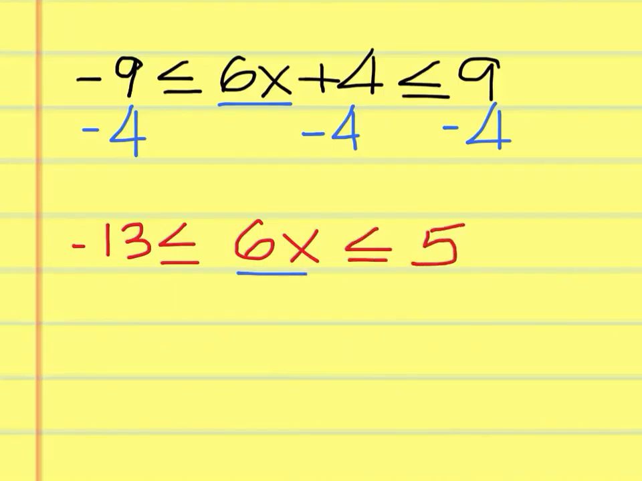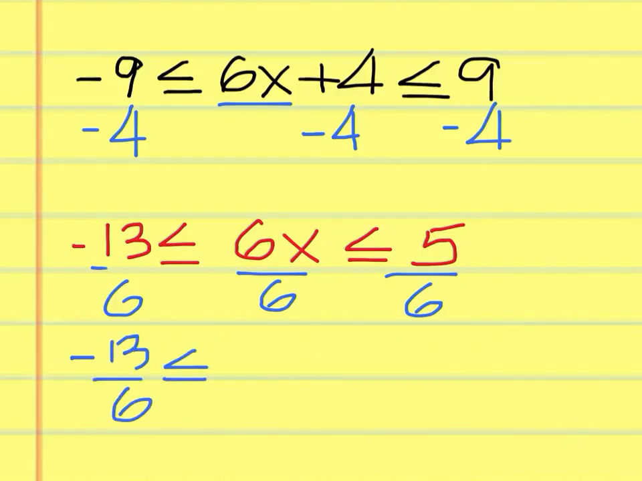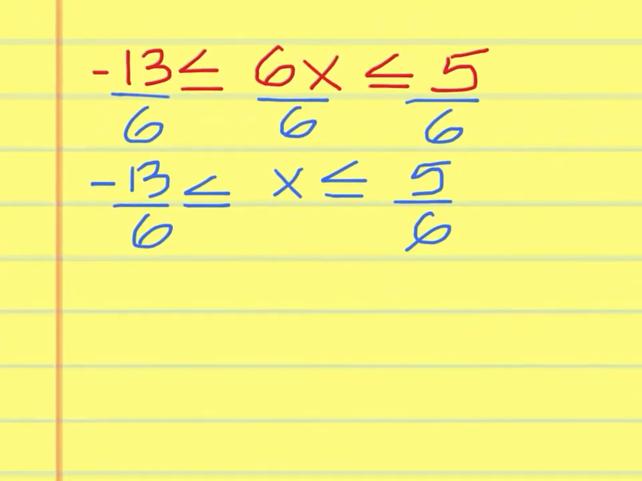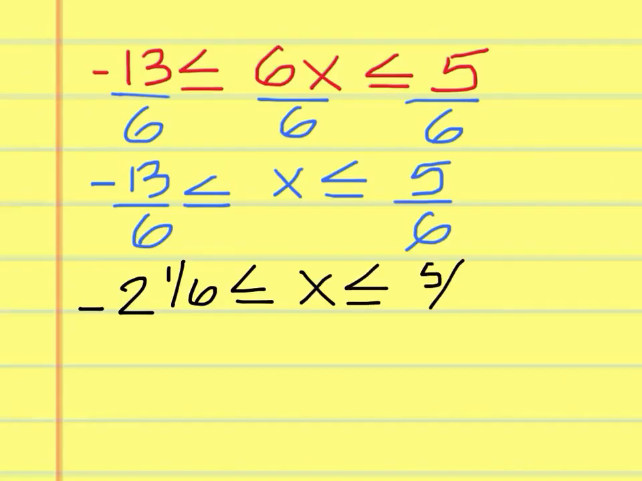Now divide everything by 6 and come up with a negative 13 over 6 less than or equal to x less than or equal to 5/6. But when necessary, you must create a mixed number. So this would be a negative 2 and 1/6 here, and then everything else would stay the same.